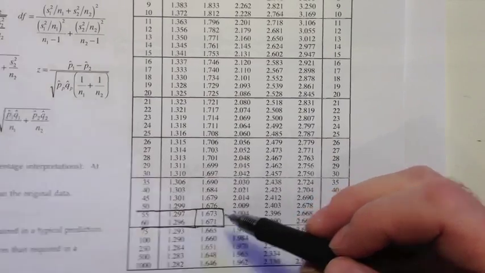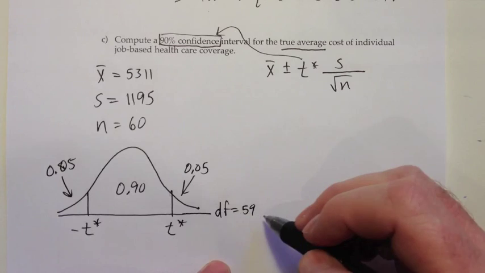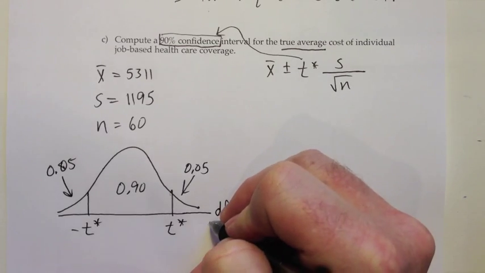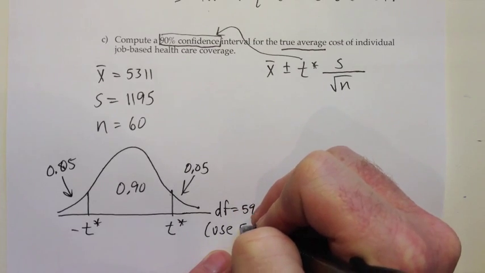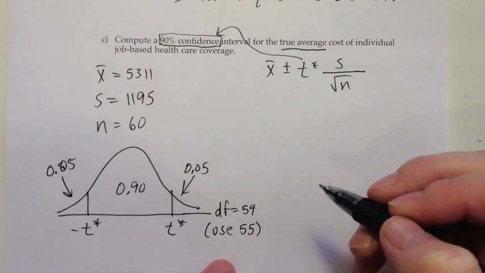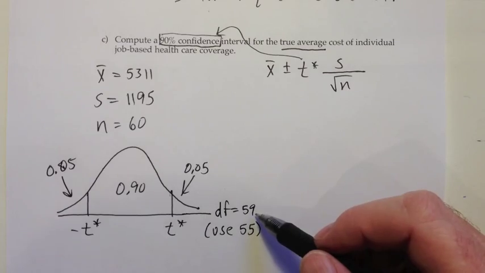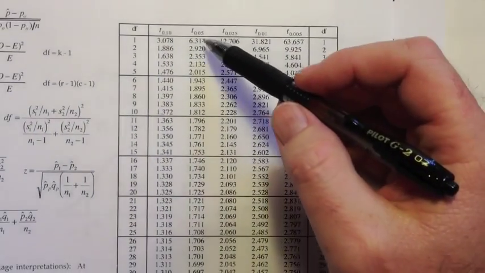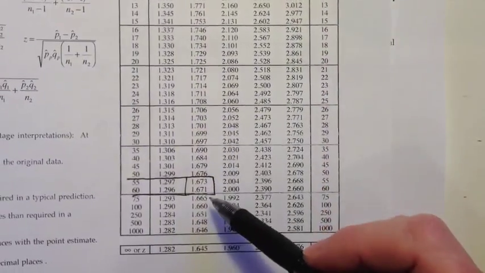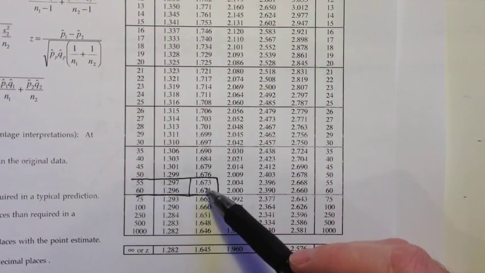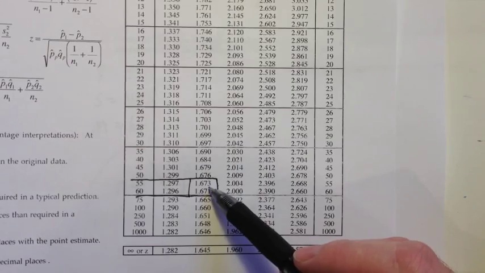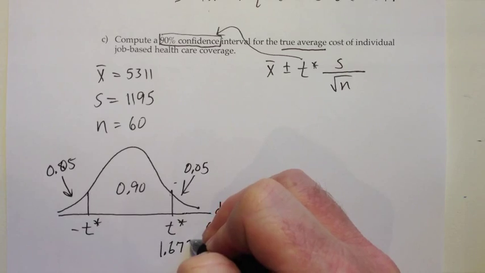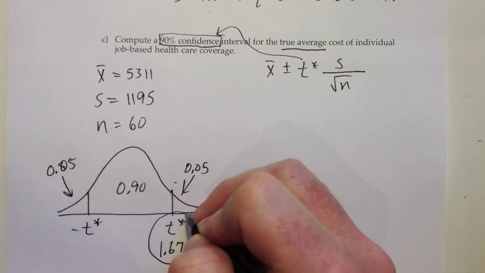So you might remember our rule from chapter 8: if you come in between two DFs that are on the chart, we should use the smaller DF. So we're going to use 55, which is the smaller of the two that have this trap, the 55 and the 60. And if I go to t of 0.05 and drop down to the 55 degrees of freedom row, I get a t-star of 1.673. So that's what we're going to use as our t-star when we do this confidence interval calculation.